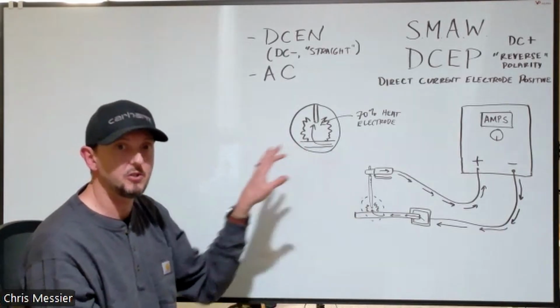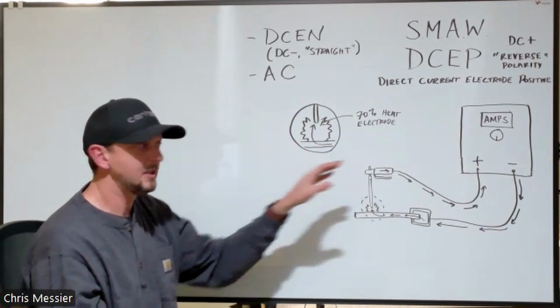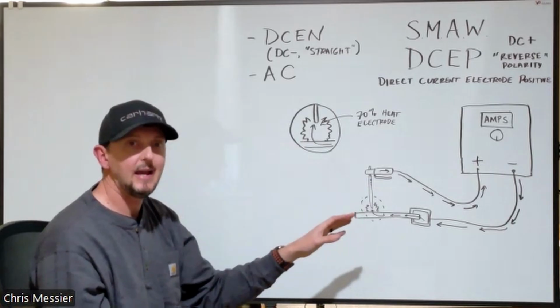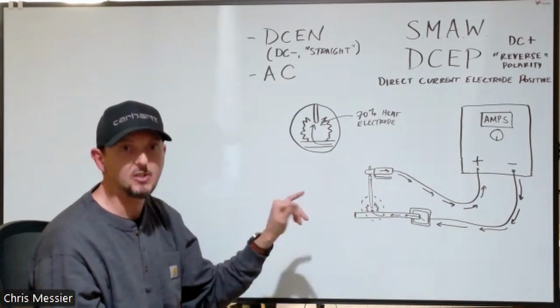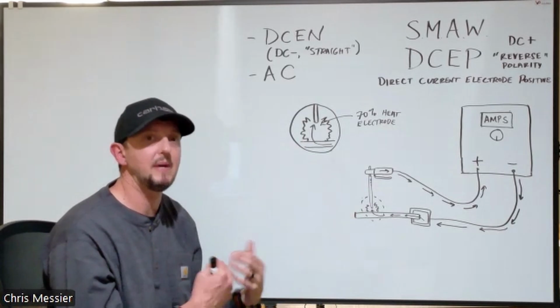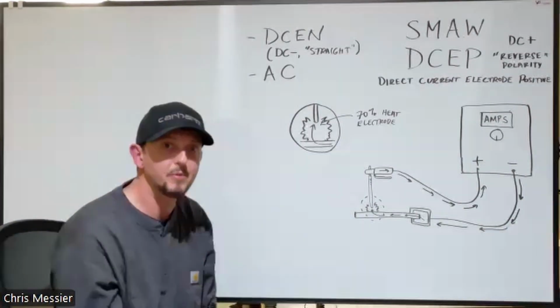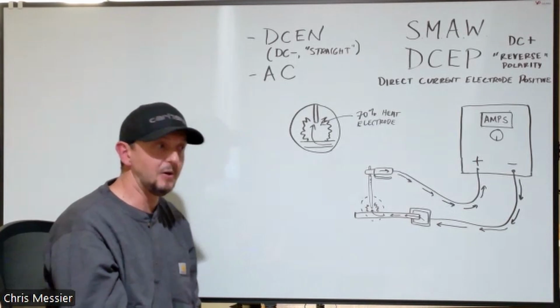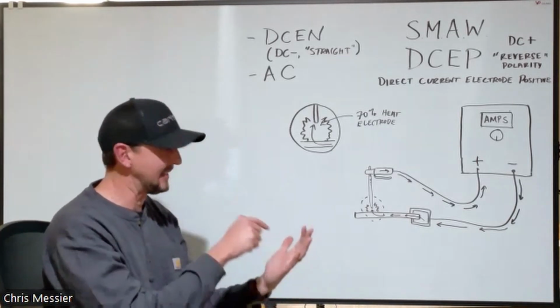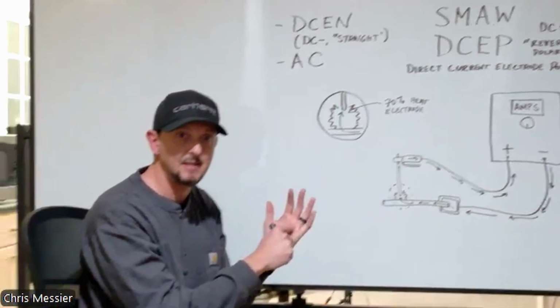But for now, I just want you to know the basic movement of the current and what they're each used for, and basically just make sure that you know enough to be able to set your machine properly if you're given a WPS and it says your polarity is DCEP or DCEN.